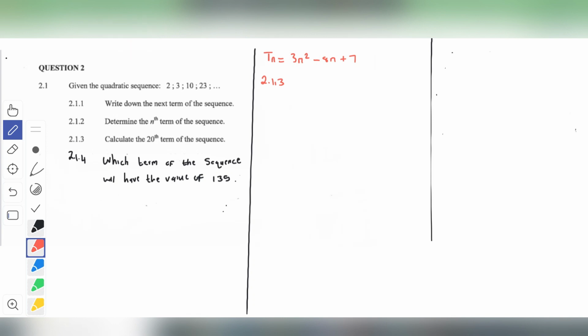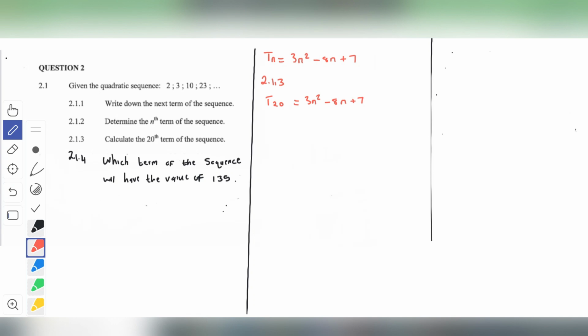2.1.3 says calculate the 20th term of the sequence, meaning whenever they say calculate the 20th term of the sequence, in simpler terms, they mean that your Tn is now T20. So where you see n, you're going to replace it with 20, right? In simpler terms, that's what it says.